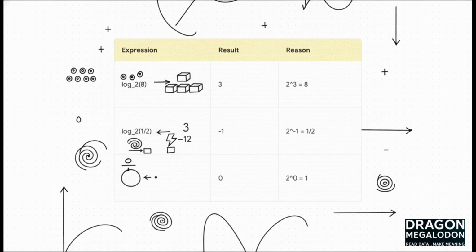All right, let's run a few test parameters through this new log function just to see it in action. Take log base 2 of 8. Remember our question, what power do we raise 2 to get 8? Well, 2 cubed is 8, so the answer is 3. What about log base 2 of 1/2? Well, to get a fraction from a whole number base, we need a negative power, right? So the output is -1. And log base 2 of 1, anything to the 0 power is 1, so that just returns 0.